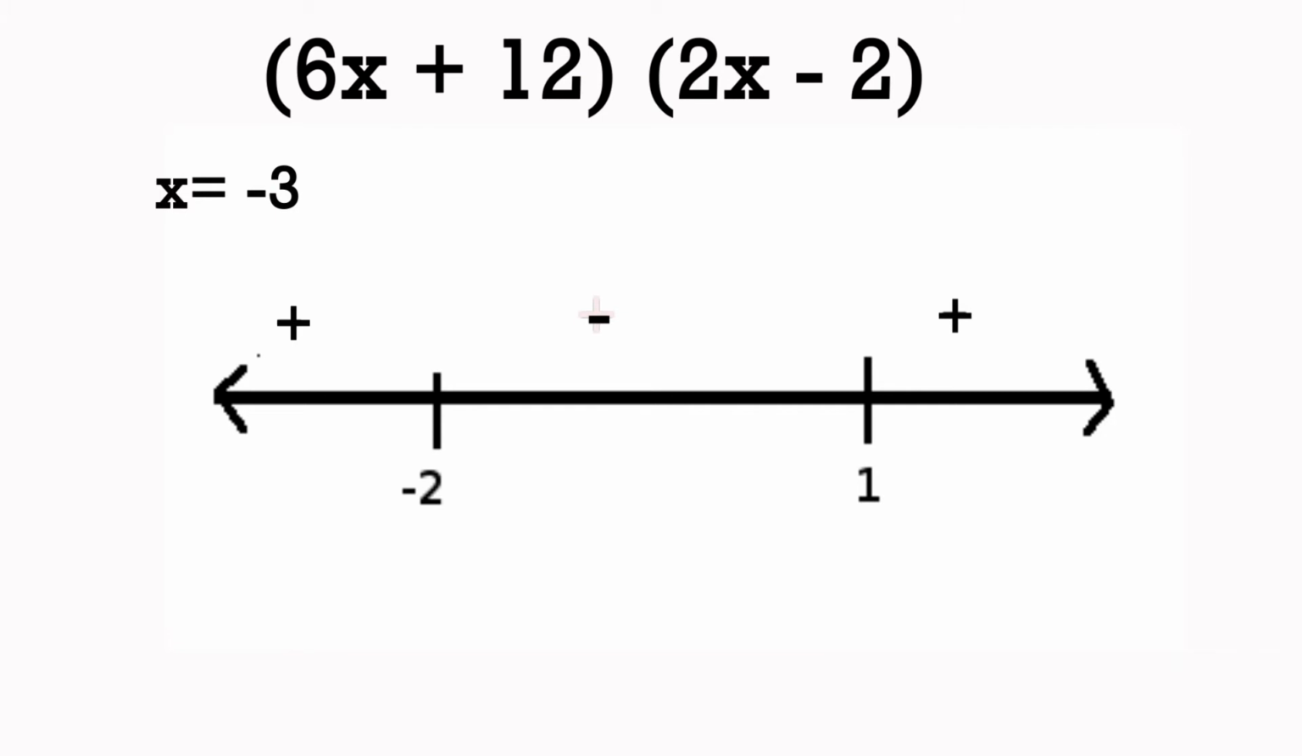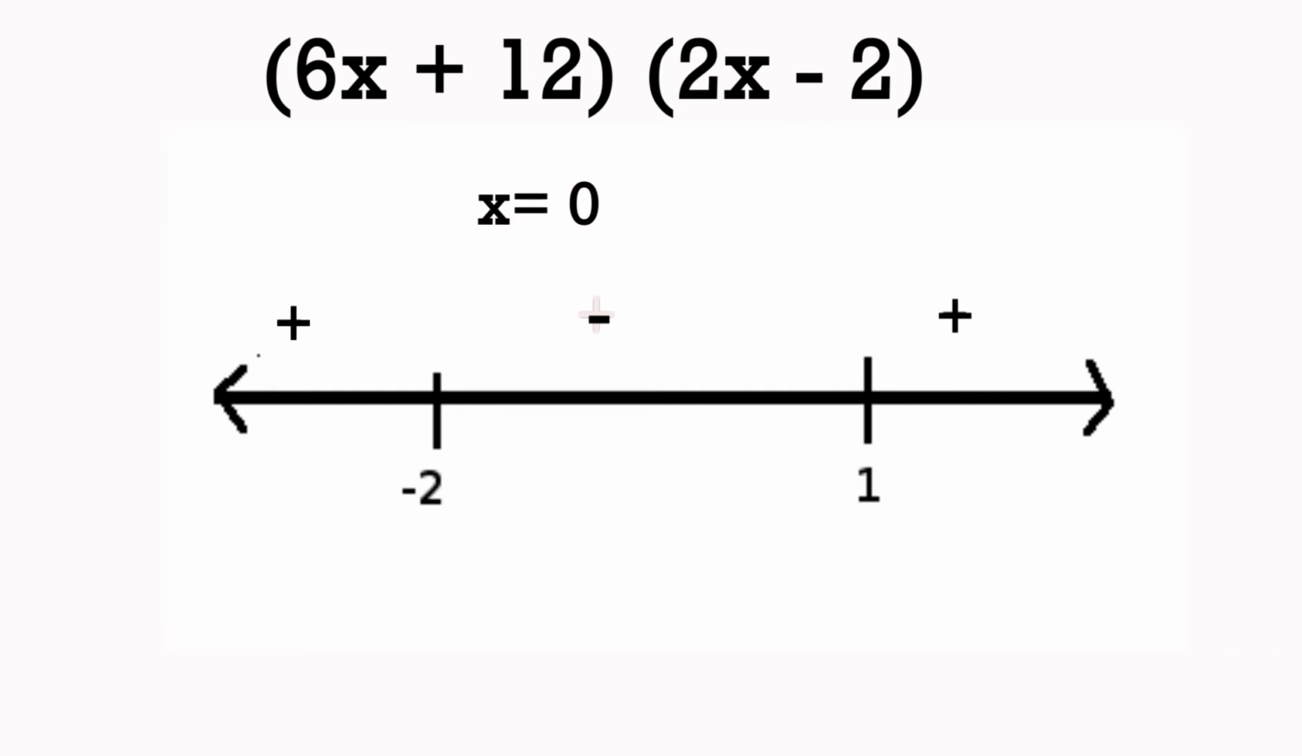So our x values are negative 2 and 1. Let's plug in negative 3. 6 times negative 3 plus 12 is negative. 2 times negative 3 minus 2 is also negative. A negative times a negative is a positive. So we know the function is increasing prior to negative 2.